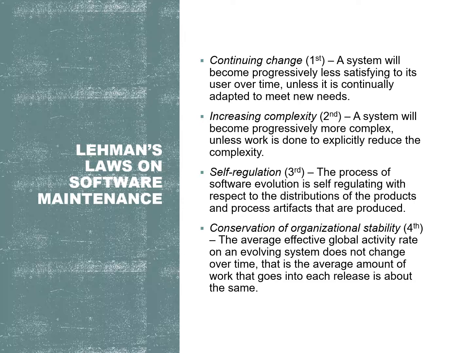There are a number of laws which more or less are true in all the scenarios. For example, the first law is the continuing change: the system will become progressively less satisfying to its users unless continually made changes to meet new needs are done. Also, that the product increases in complexity, or the self-regulation law, the third law, that the process of software evolution is self-regulating with respect to the distribution of the products and process artifacts that are produced. Also, finally, the conservation of organizational stability. These are the first four of them.